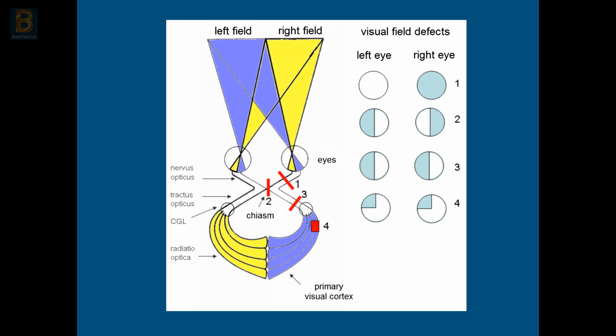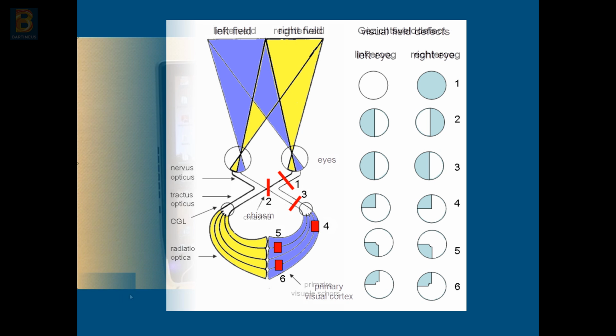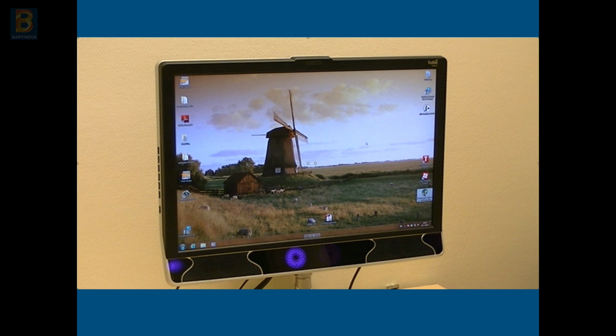Blockages even further down the visual system may cause so-called quadrantanopia. This we will not discuss further here. After this more theoretical introduction, we will try to show you what hemianopia means in practice. To do this, we make use of an eye tracker. This is an apparatus which can determine the gaze direction of a subject.